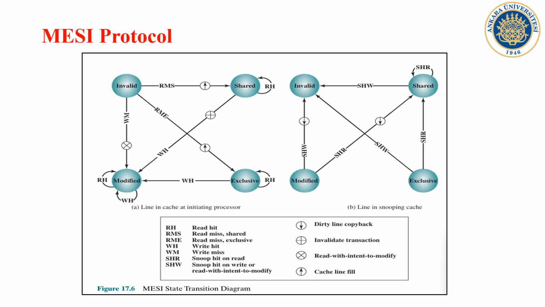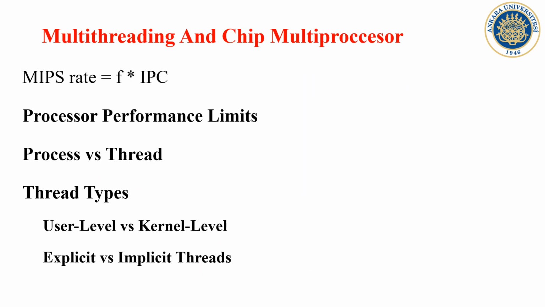The MESI protocol, together with Snoopy-based coherence, is typically designed for L2 cache, which is connected to a shared bus. However, in some architectures, the protocol can be extended down to the L1 cache level. Next system is multithreading and chip multiprocessor.